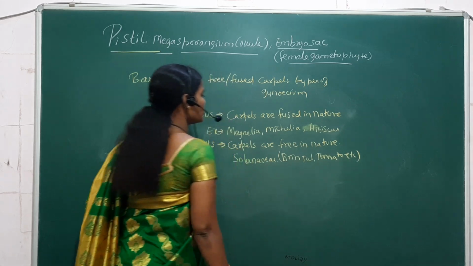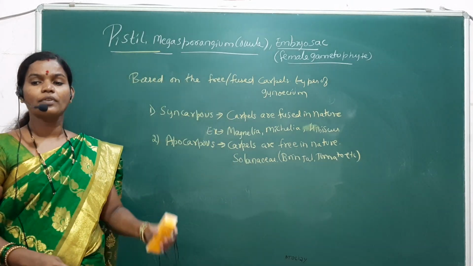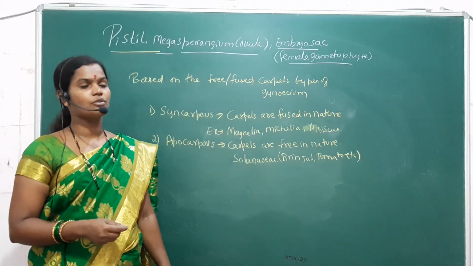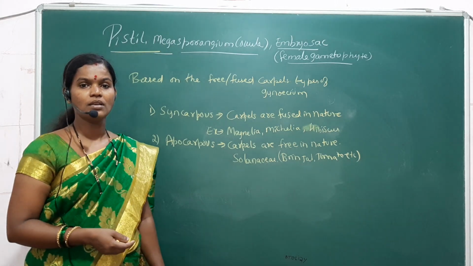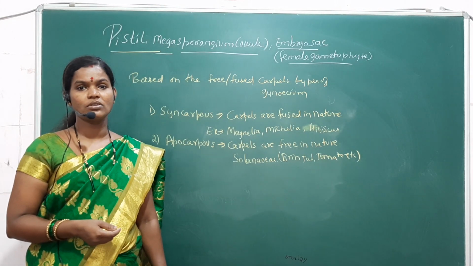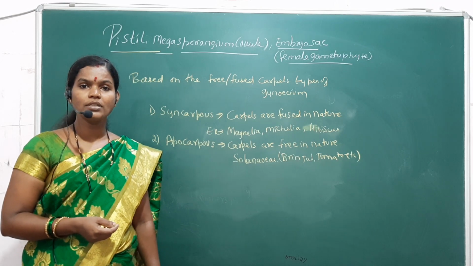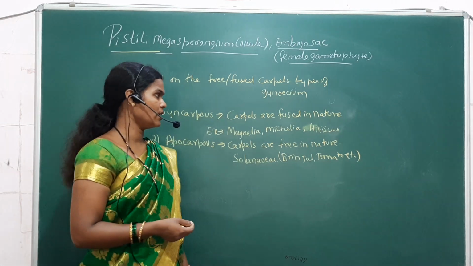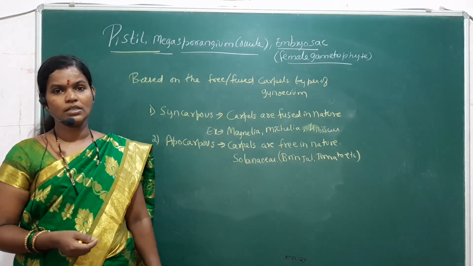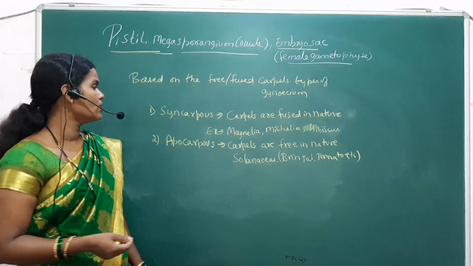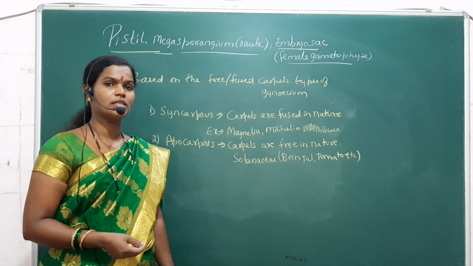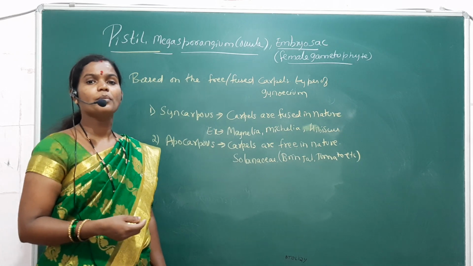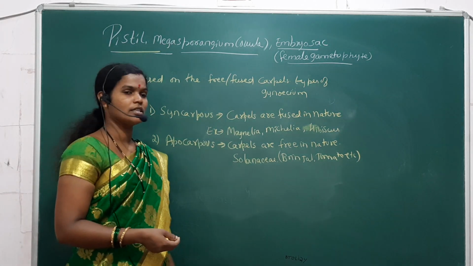Once again, based on the free or fused nature of carpels, we see two types of gynoecium. One is called syncarpous and the other is called apocarpous. Syncarpous means carpels are fused in nature. Examples here are Magnolia, Michelia and hibiscus. Apocarpous is nothing but carpels being free in nature. The Solanaceae example we can give. Apart from the Solanaceae, there are so many examples. Brinjal, tomato, etc. come in the Solanaceae family.